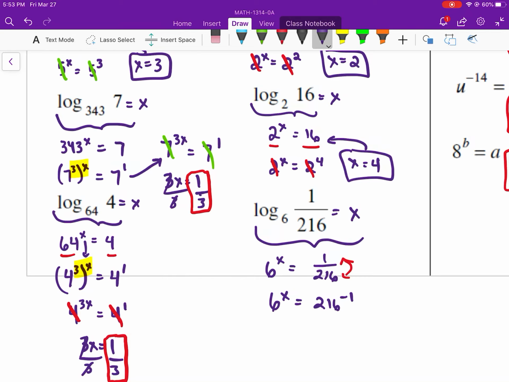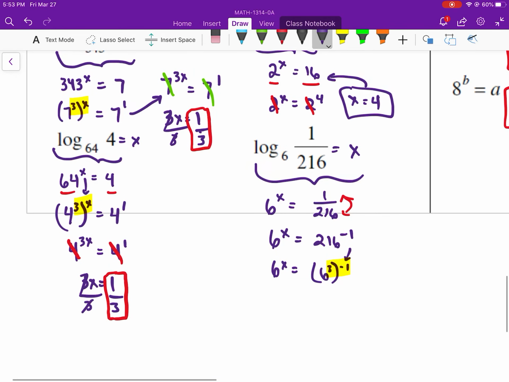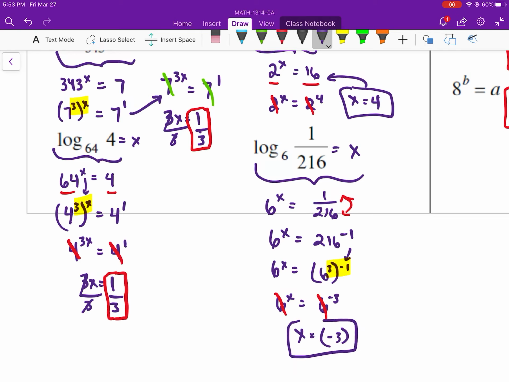Alright, I think we had 216 earlier, didn't we? 6 to the 3rd power, I believe. Yeah, 6 to the 3rd power is 216. So, 6 to the x power equals 6 cubed, and then don't forget to bring down that negative 1. Okay, we have to do something with that 3 and that negative 1. That would be multiply them. So 6 to the x power equals 6, and that's 3 times negative 1, so that would be negative 3. Let's cross out those common bases, and we get x equals negative 3.